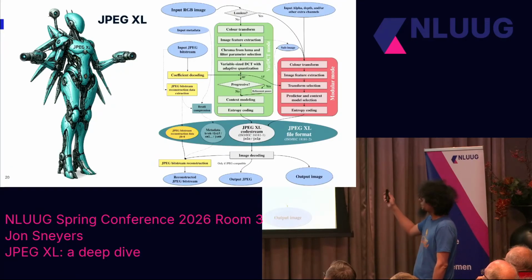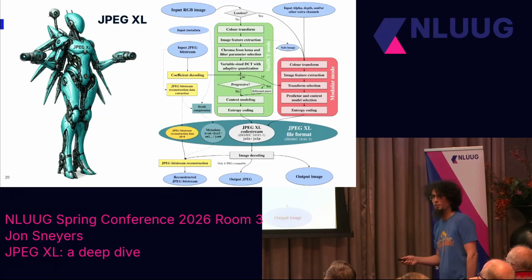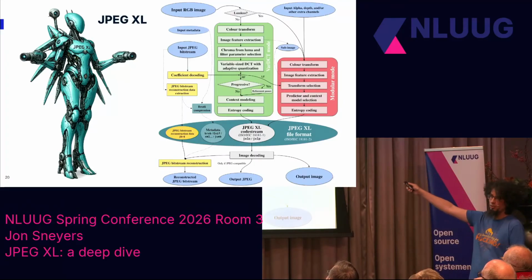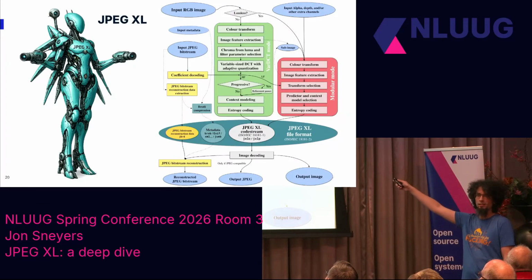Okay, I'm not going to explain this entire diagram now, but I will take some of these elements and explain them later. The point is, the original JPEG is still somewhere in there, but there's a lot of other stuff around it.